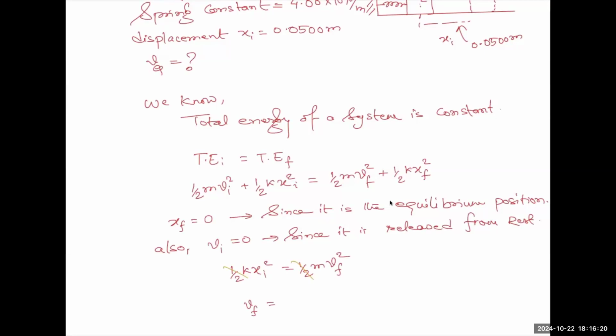And then, so my vf equals what? k over m square root xi, right? And more appropriate will be to say plus minus, right? Why is that?